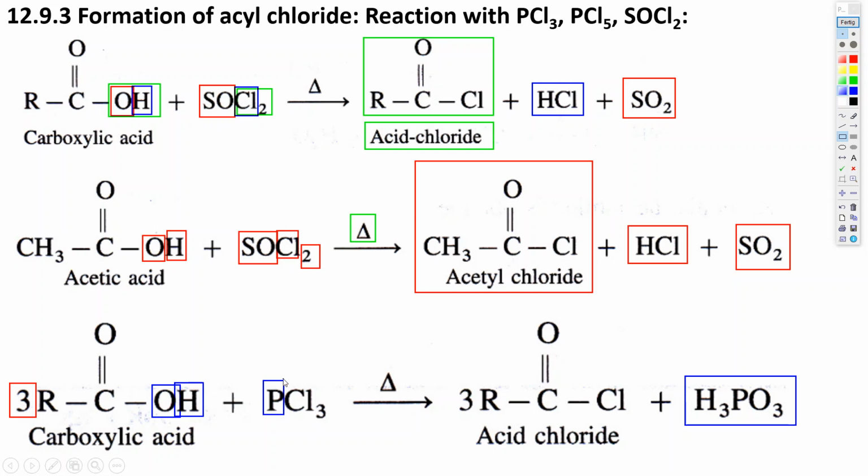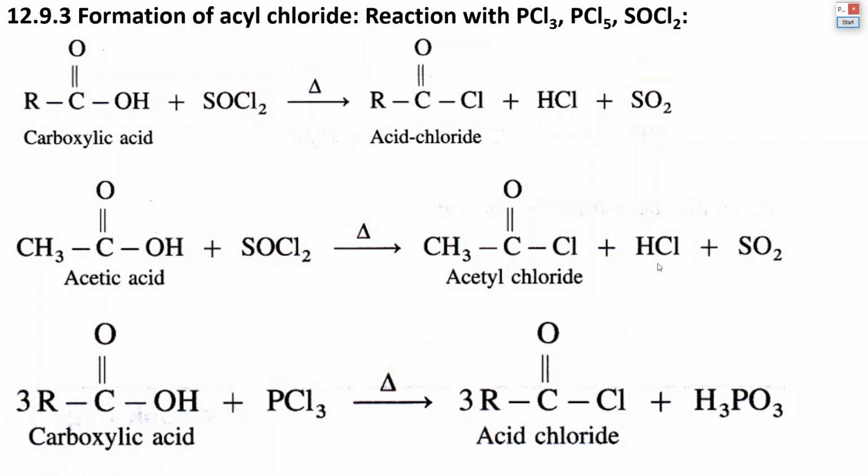Then these 3 chlorine atoms bond with this carbon atom. So one chlorine bonds with this carbon atom and its coefficient is 3. So the product is like this: 3 RC=OCl. Since there are 3 chlorine atoms, the coefficient is 3. Hence this Cl3 becomes 3 Cl, like this. So we call this product an acid chloride. This is the acid chloride.